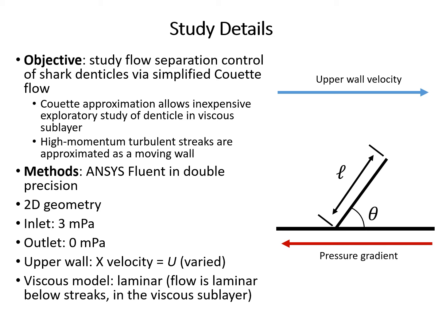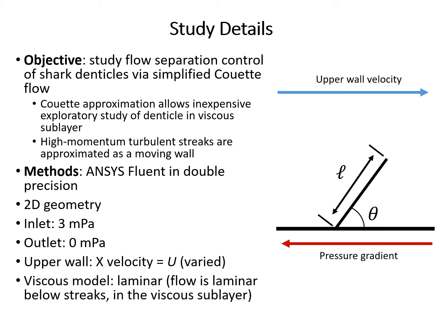We approximate high momentum turbulent streaks as a moving wall at the top of the domain. So this flow is occurring in the viscous sublayer. We performed this study using ANSYS Fluent in double precision, and you can see our two-dimensional geometry on the right, where there is a thin denticle with length L, and it's bristled at an angle theta.